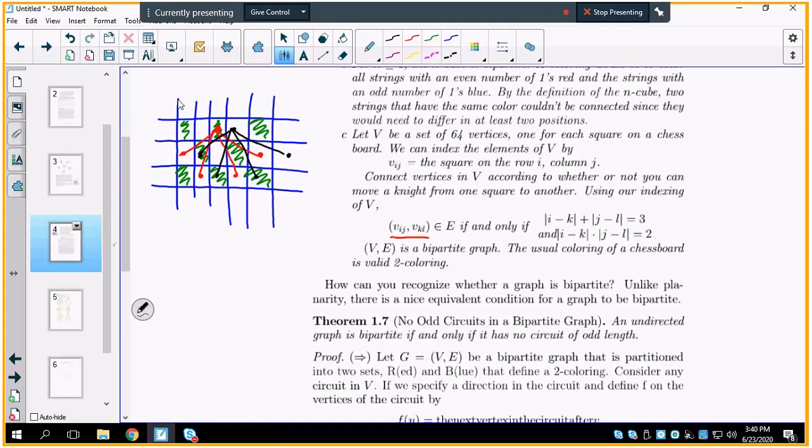Okay, so that's just one other example of a way that we can form a bipartite graph. So how could you recognize whether a graph is bipartite? Unlike with planar graphs, there is a nice equivalent condition for a graph to be bipartite. So what is that condition?